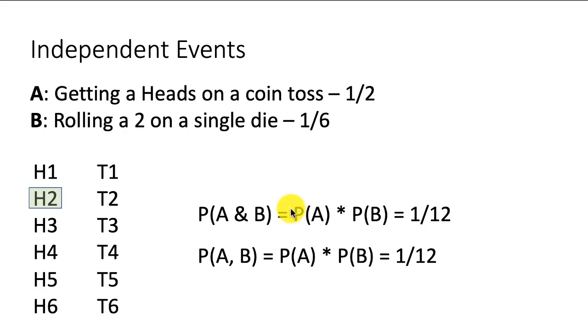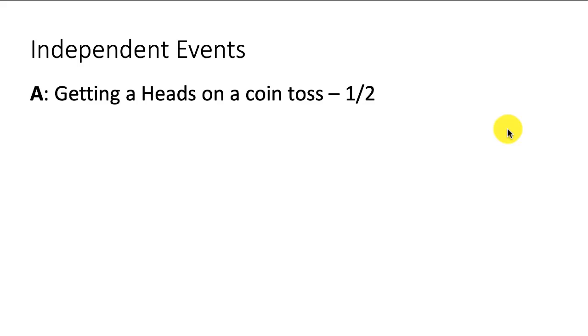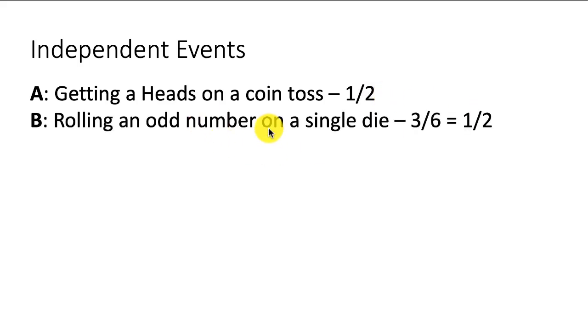Let's extend this example a little bit to strengthen our understanding. Let's say we are now talking about two independent events: getting a heads on a coin toss, which of course we know the independent probability of is a half, and rolling an odd number on a single die. So rather than saying rolling just a 2, we are saying rolling an odd number.